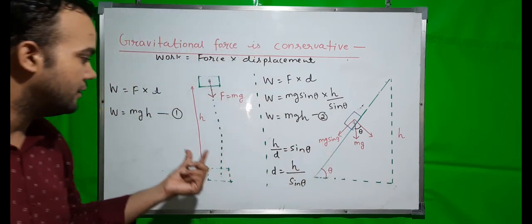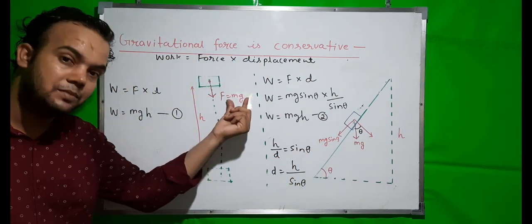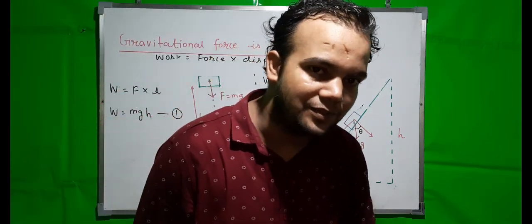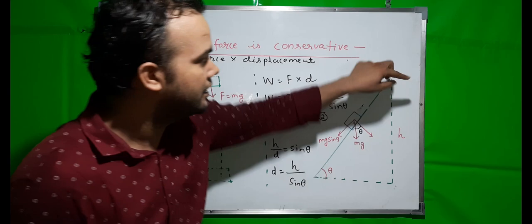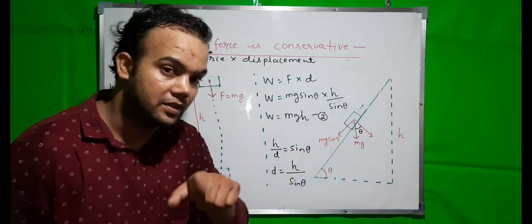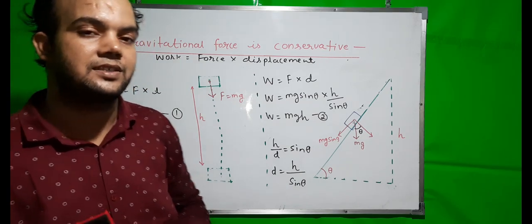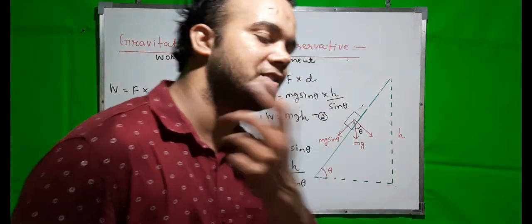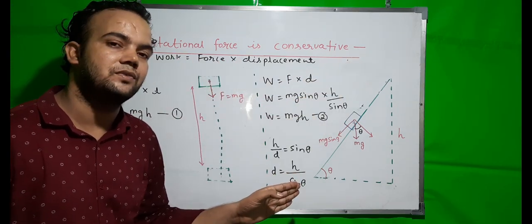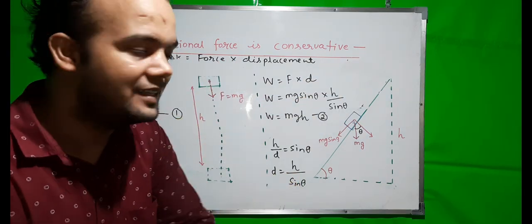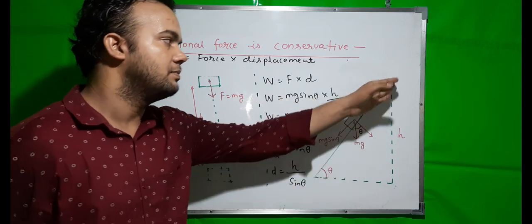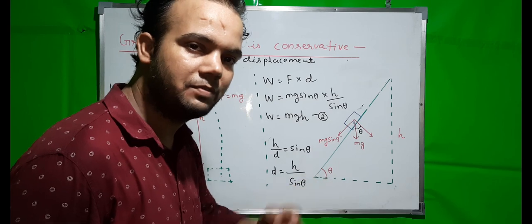Initially in the first case, what was the force? mg. But now the force has been reduced to mg sin theta. So you noted the point. You have taken the longer path, but you have reduced the force. That's why the work done may be the same. I'm not saying that it is exactly the same. It may or may not be the same. Let us see. So we have to calculate the work done in this case by the gravitational force. We found that the force is mg sin theta and the displacement is, what will be the displacement?